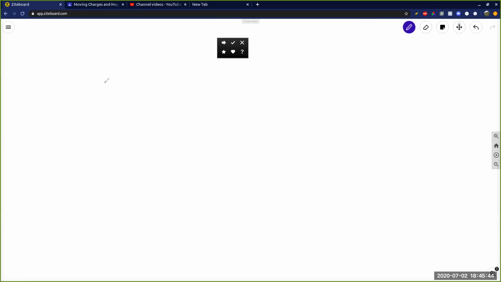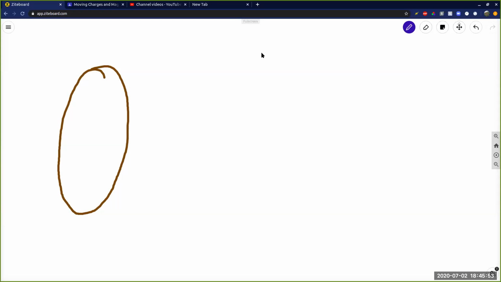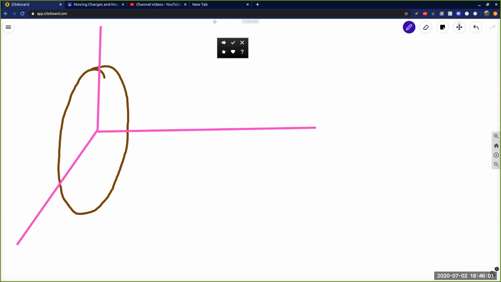Listen carefully. Suppose there is a loop, and this is your x-axis. So wait, what are we deriving? I'm telling you. See, this is the x-axis, this is the y-axis, this is the z-axis. And you have a current carrying loop in the yz plane.